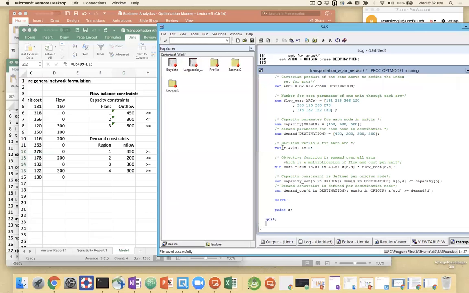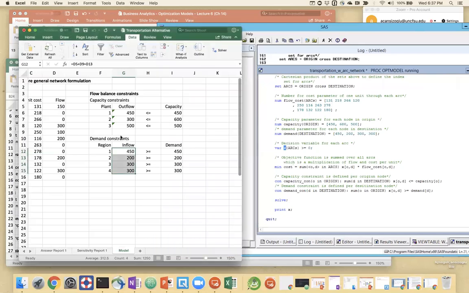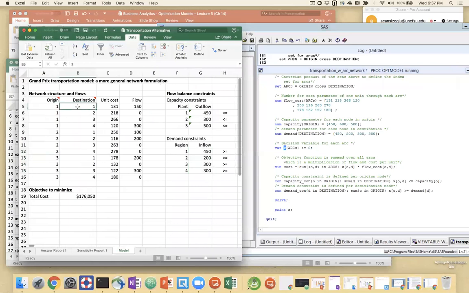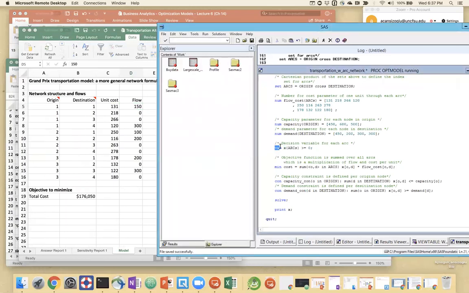So the decision variables I define as x. X is the flow. So for each arc, we need to define a flow. So an arc here is from 1 to 1, 1 to 2, each of them. This is how we did it in Excel: from origin to destination, that's one arc. And here, this is the flow, which is the decision variable. Here we define it with the var statement.